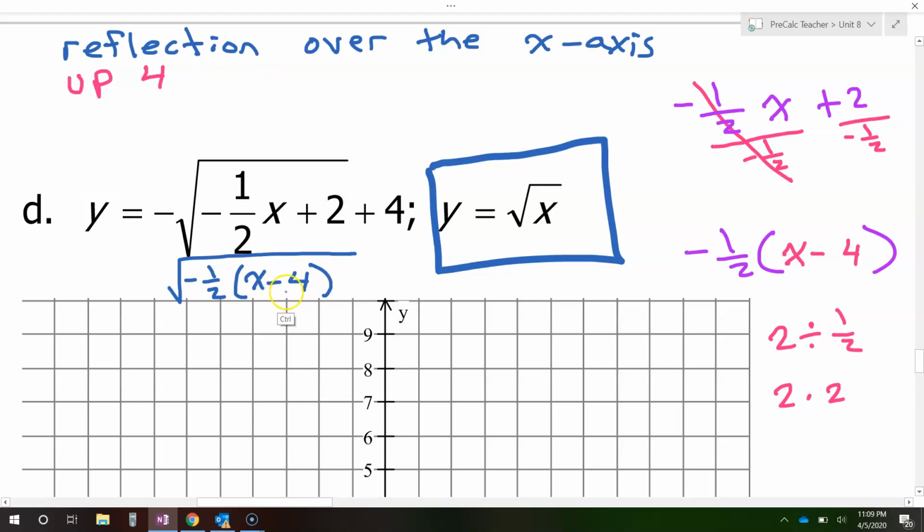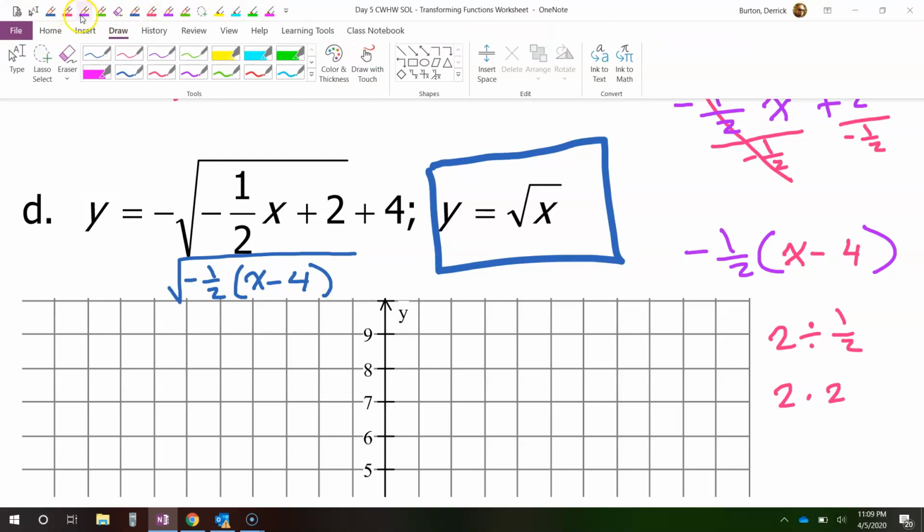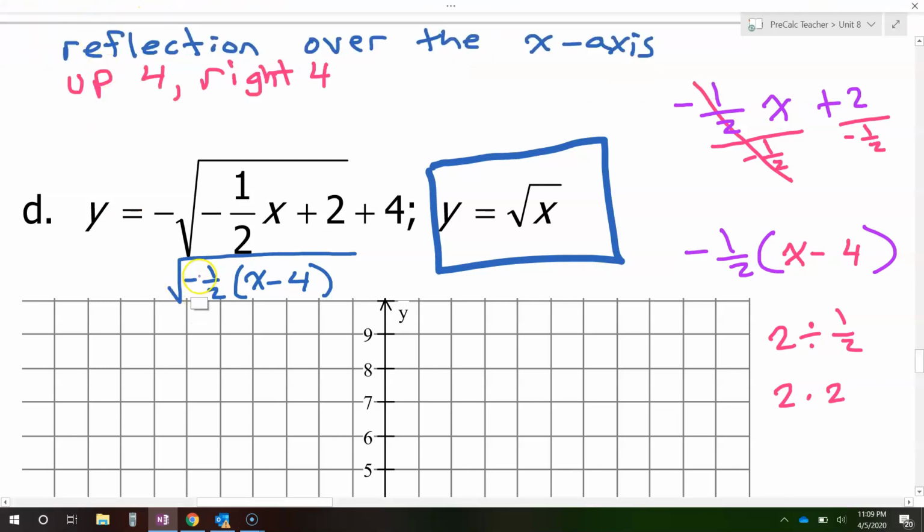For example, look at the minus 4. Inside the function, this is going to be a left or right motion, and it's the opposite of what it looks like. So this is actually going to be to the right 4. So it's going to be up 4, and it's going to be right 4. Okay, now the negative 1/2 is really two separate transformations. The negative sign, okay, this guy right here, is a reflection over the y-axis.